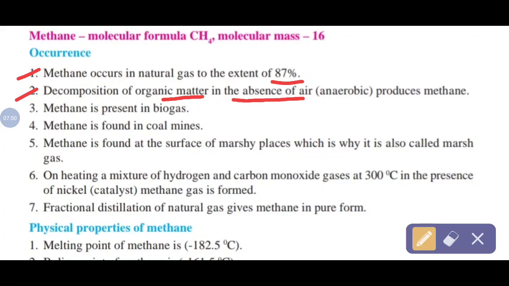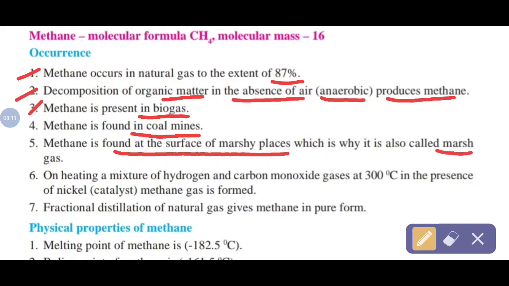In absence of air means it is an anaerobic process, and the anaerobic process takes place and produces methane. Third one, methane is present in biogas. Methane is found in coal mines. Methane is found at the surface of marshy places and that's why it is specially called marsh gas.